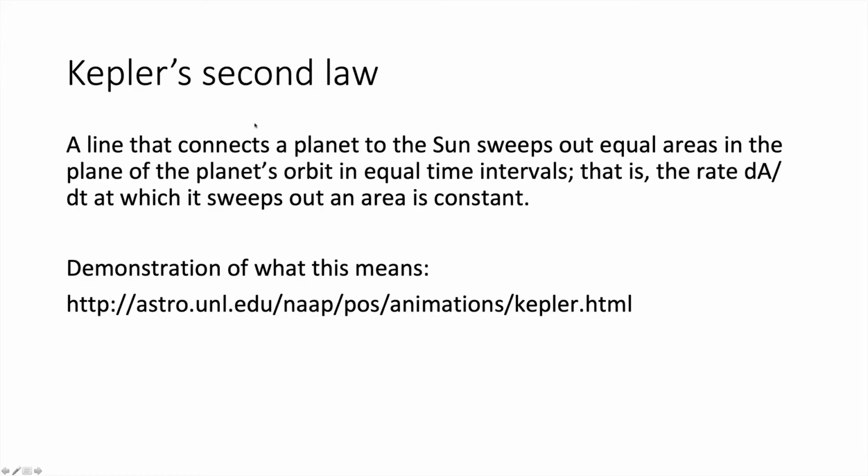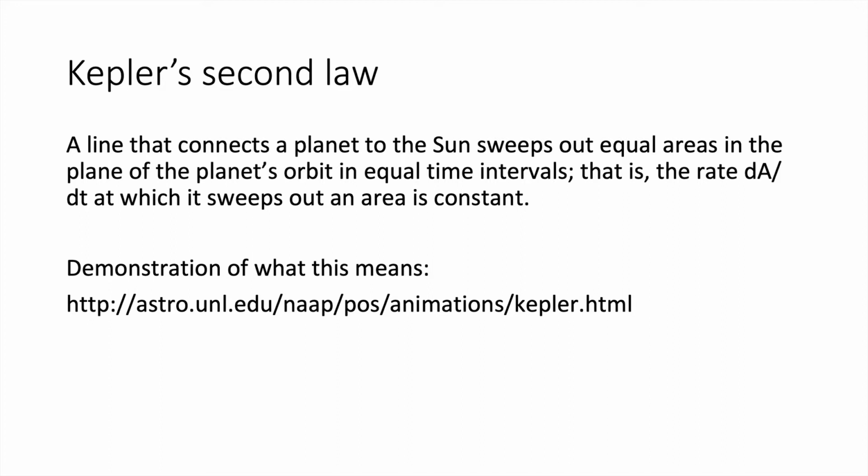Kepler's second law tells us that a line that connects a planet to the sun sweeps out equal areas in the plane of the planet's orbit in equal time intervals. That is, the rate dA/dt at which it sweeps out an area is constant.